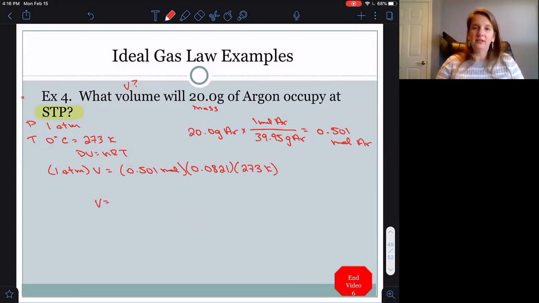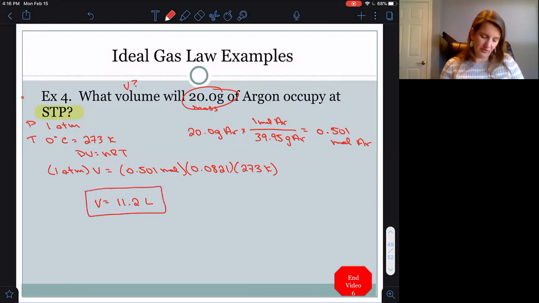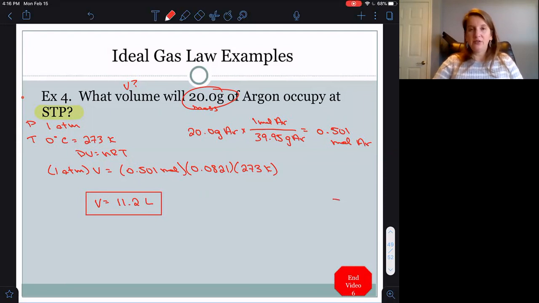Now, sig figs, I'm going to base my sig figs off of the 1 measured value that I had, which was the mass. That tells me I get 3 sig figs here. So that means my volume is 11.2 liters, because when you solve for volume using PV equals nRT, you get your volume in liters. Okay? So that's how you use the ideal gas law equation. If you all have any questions about how to use it, just let me know.